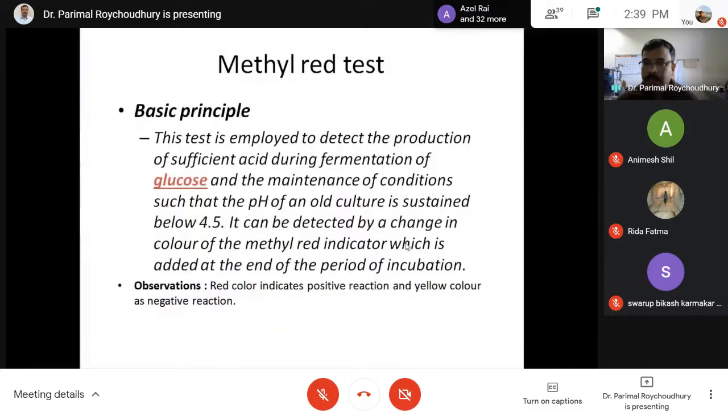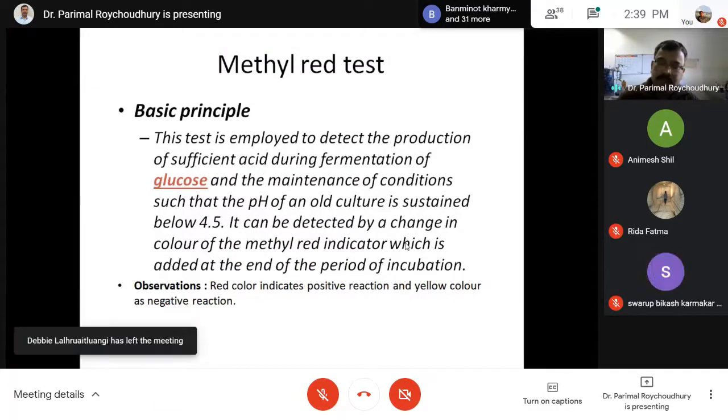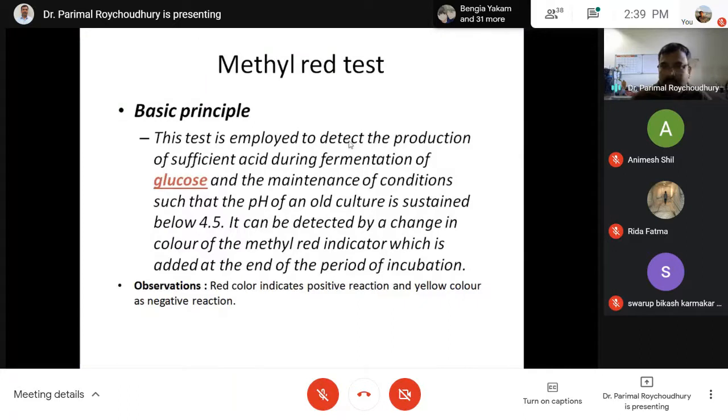So we prepared glucose solution, not sugar. I should specifically say glucose, because this is based on fermentation of glucose. So the buffer, glucose phosphate peptone water, is prepared, and then we inoculate the bacteria, grow them and incubate them for 24 hours. And after that, we add a few drops of methyl red reagent.